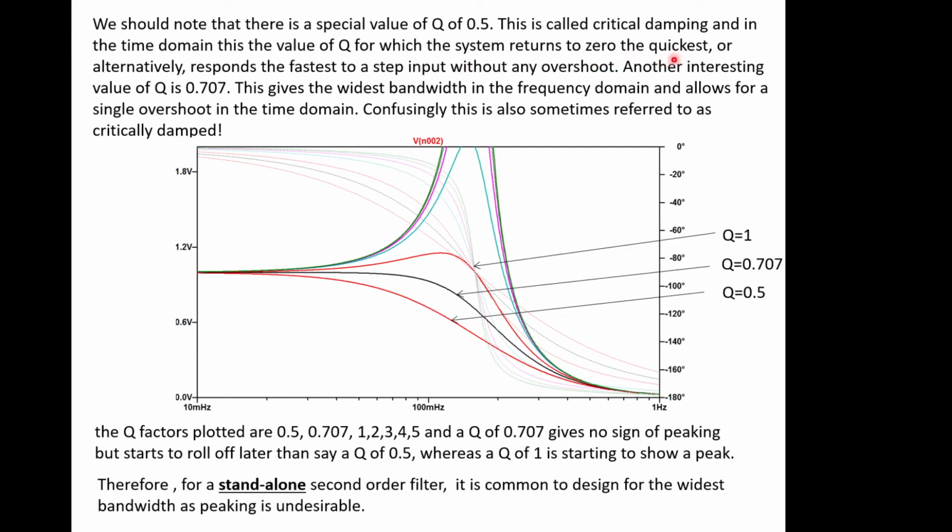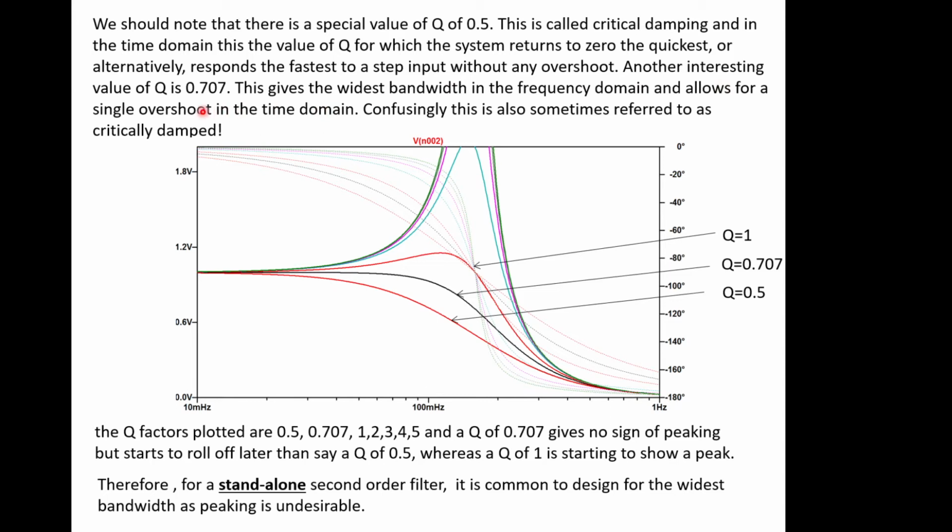So systems always have a response time. They always respond to inputs, and we're obviously interested in those. And if you have a Q of 0.5, the system will recover itself as quickly, or the most quickly that it can. So you could view that as the alternative that responds the fastest to a step input without any overshoot.